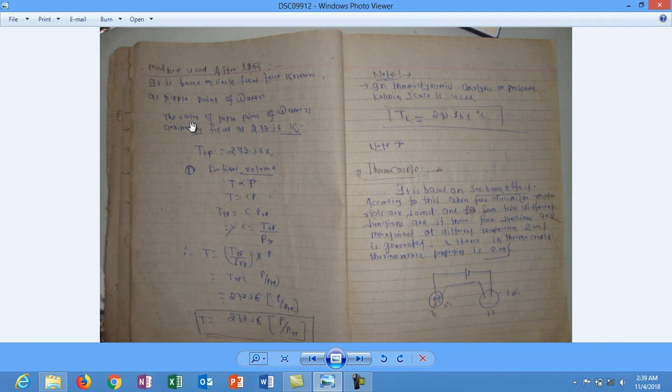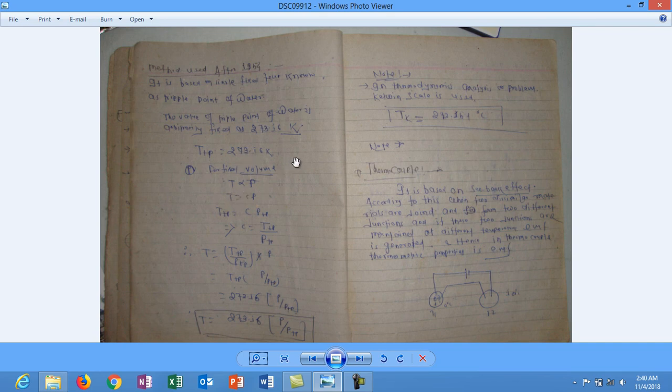The triple point of water is that temperature at which the solid, liquid and vapor phases all coexist in equilibrium. That means it is the temperature at which all three phases of water, that is ice, water and vapor, coexist in equilibrium. This is called the triple point of water. This temperature is known as 273.16 degree Kelvin. The triple point of water is fixed at 273.16 degree Kelvin.